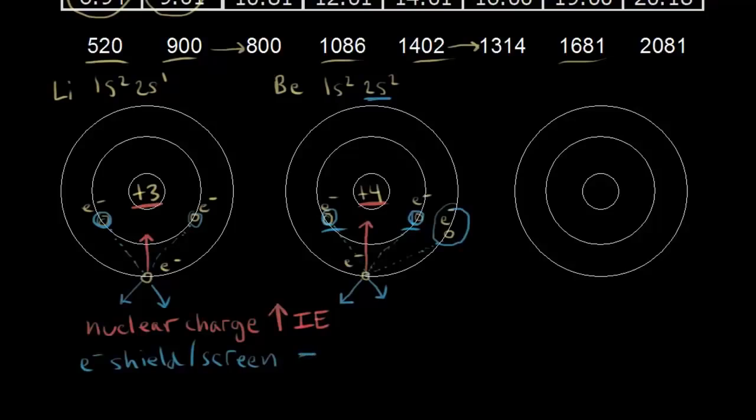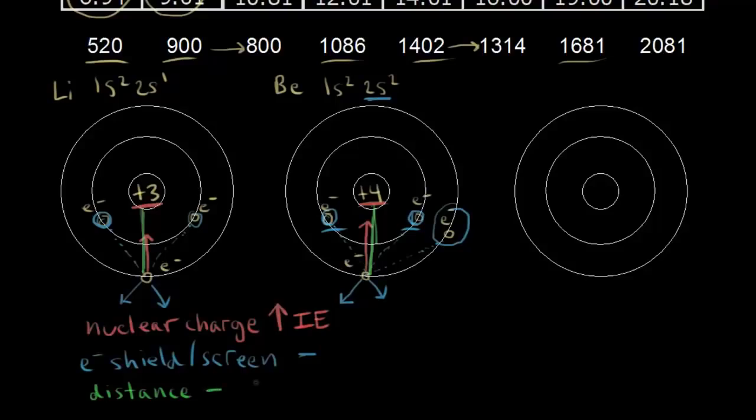And then finally, distance, right? That was the third factor that we talked about. So distance that outer electron is from the nucleus. Well, this electron in lithium is in a 2s orbital, so on average it's a certain distance from the nucleus. And this electron that we're talking about in beryllium is also in a 2s orbital, so it's on average about the same distance from the nucleus. And so the distance has really not much of an effect at all, or no effect on the ionization energy.